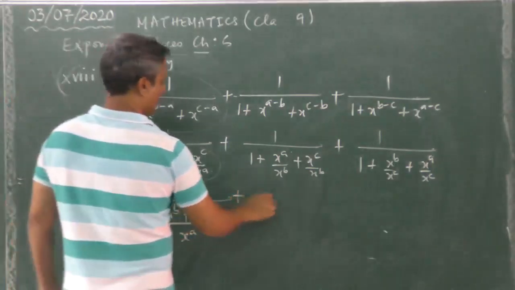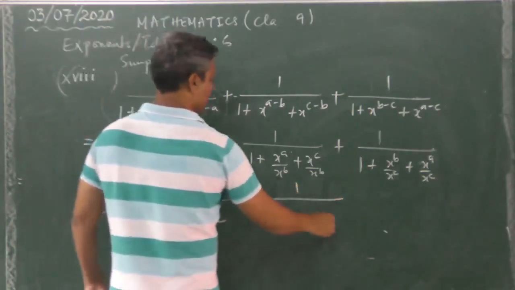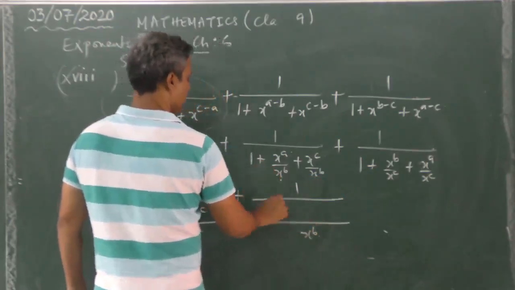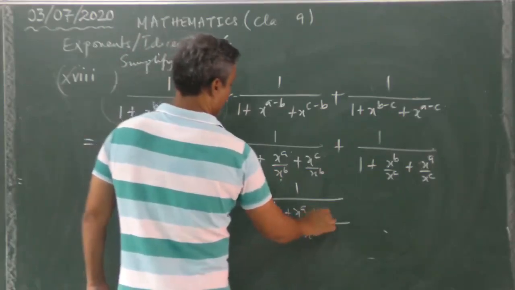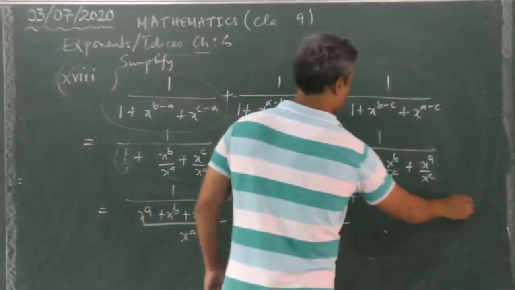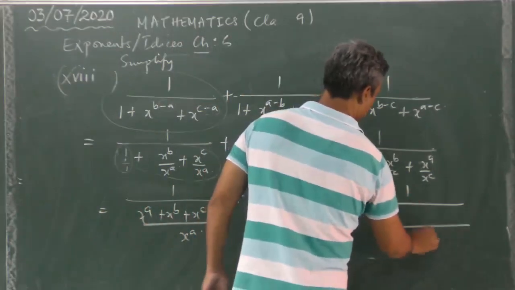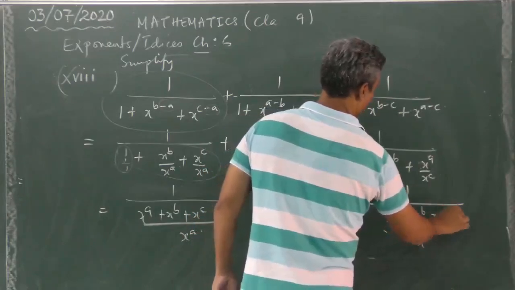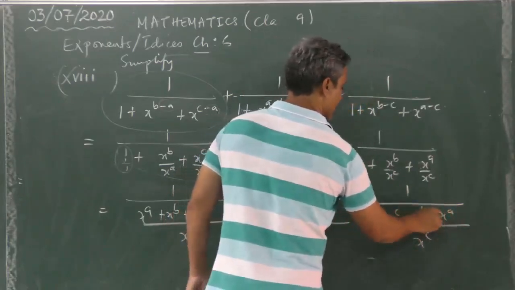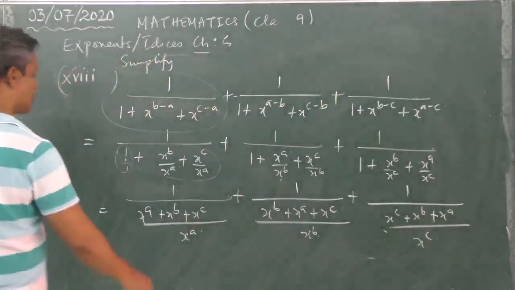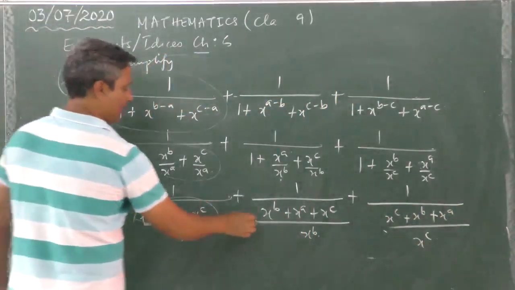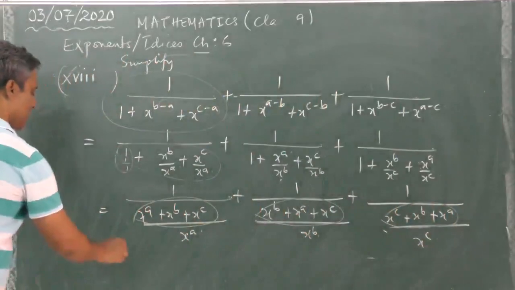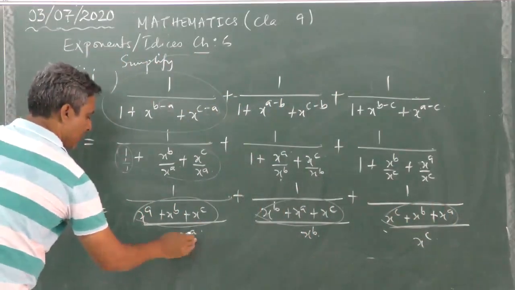of c plus, watch this, we are going to do a similar thing here. Common denominator, we'll take x to the power of b. This becomes x to the power of b, x to the power of a, x to the power of c. We will now take common denominator x to the power of c, x to the power of c, x to the power of b, x to the power of a. Now if you watch, this is the same throughout. So the next step, I'll show you.